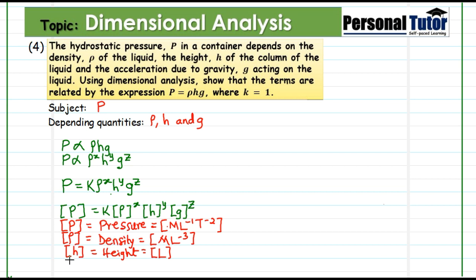Then lastly, the g, the acceleration due to gravity, has got LT minus 2. So you see, your task is you should know the dimensional equations, as we did take time in lesson number 2, and we looked at about 17 of these. Let's now substitute into the equation. This equation. Great.